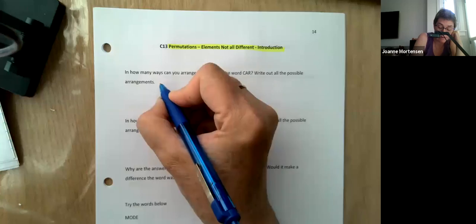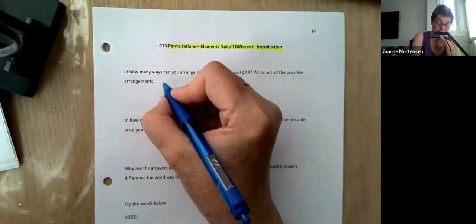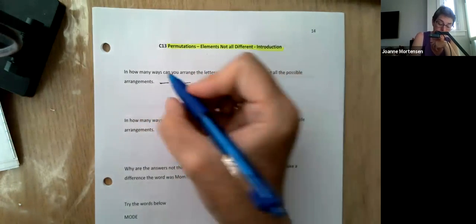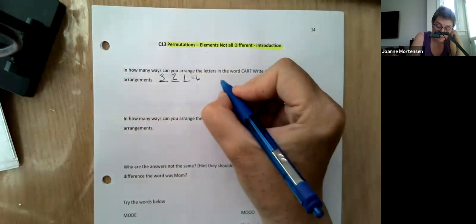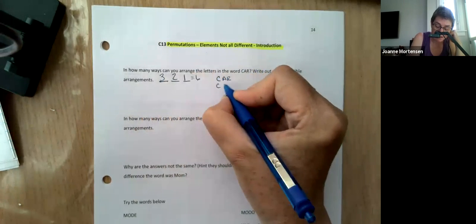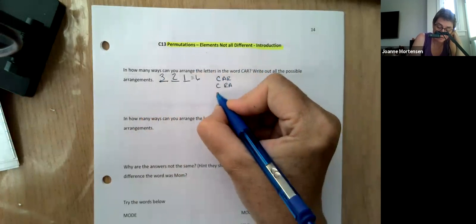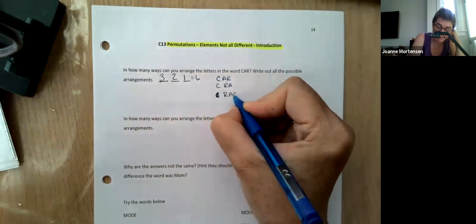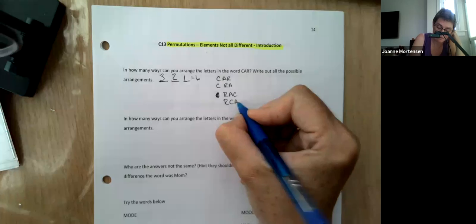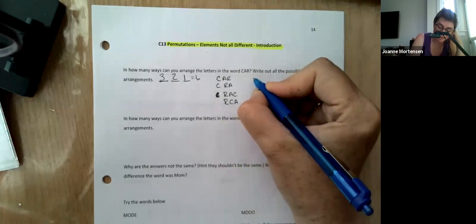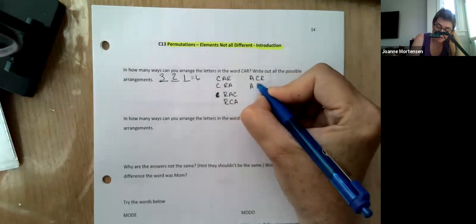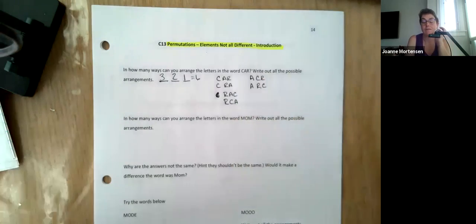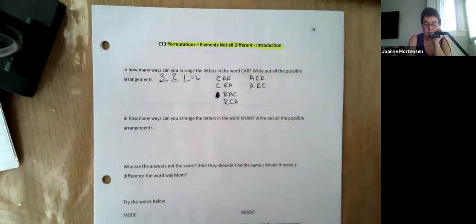Okay, I'm going to do the math first because I like doing the math first. If I'm going to arrange this, there are 3 letters, then 2 letters, then 1. I know there's going to be 6. So I can do C-A-R, C-R-A, R-A-C, and R-C-A. Then I'm going to start with the A: A-C-R and A-R-C. I knew there were 6 and I know I'm done. So those are all my different combinations.